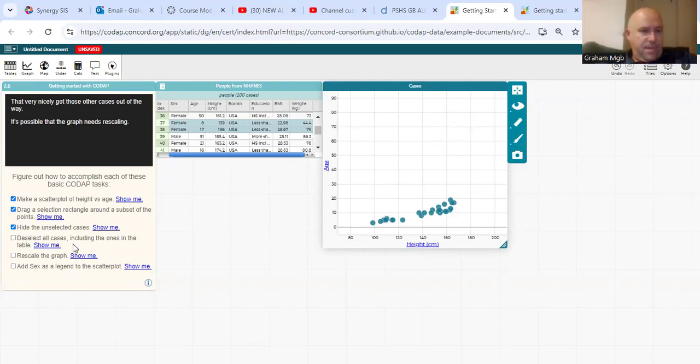Deselect all cases, including the ones in the table. So you just literally click back on the grid. There you go. They're all been deselected. Rescale the graph. I think that's the ruler.